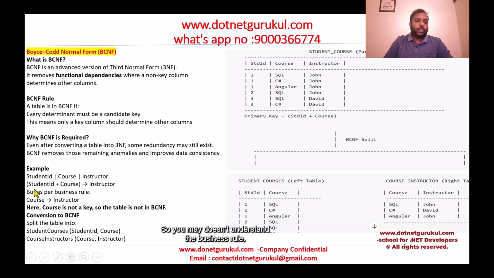You may not understand the business rule, but try to understand the business rule also. The course defines the instructor, not the student ID. In the real-world business use case, the course defines the instructor, which is not a key. So a non-key column should never define the column values. That's the rule for BCNF, and we remove the functional dependency by splitting into two different tables: student ID and course in one table, and course and instructor in another table. I call this BCNF.